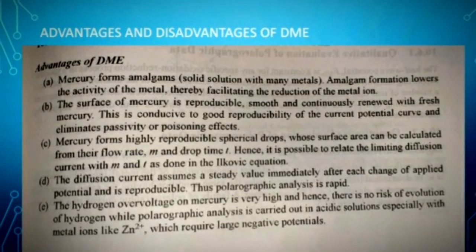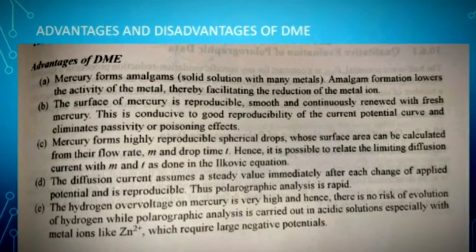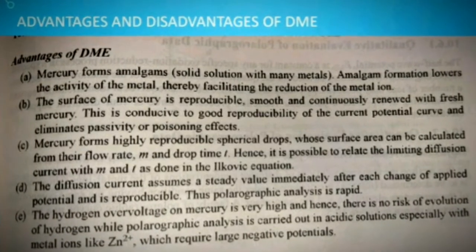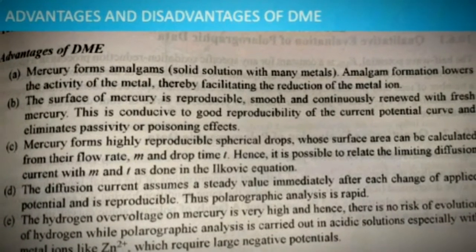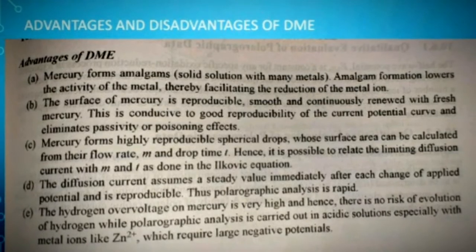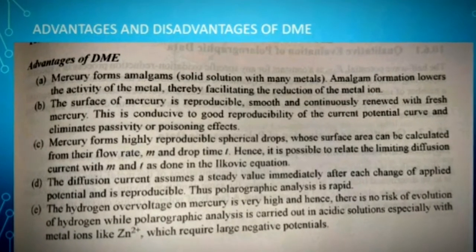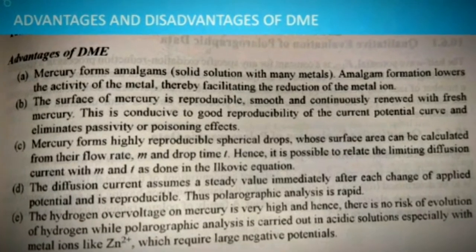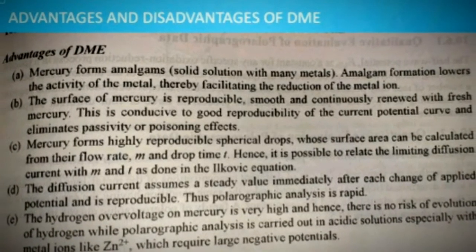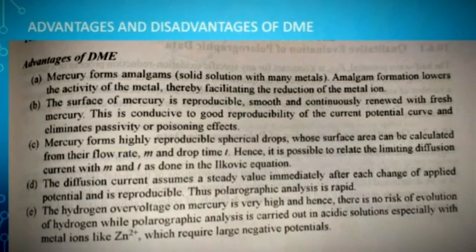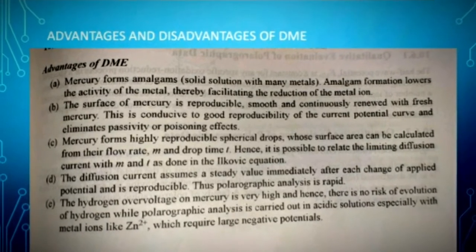The last point says that the hydrogen overvoltage on mercury is very high and hence there is no risk of evolution of hydrogen while polarographic analysis is carried out in acidic solutions, especially with metal ions like Zn2+, which require large negative potentials.